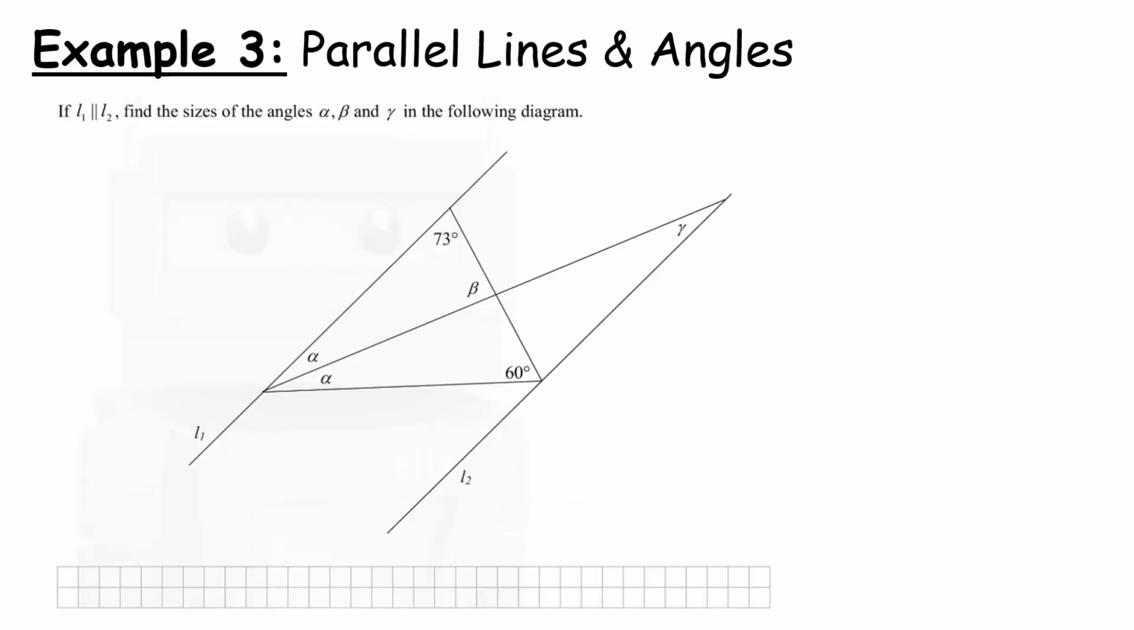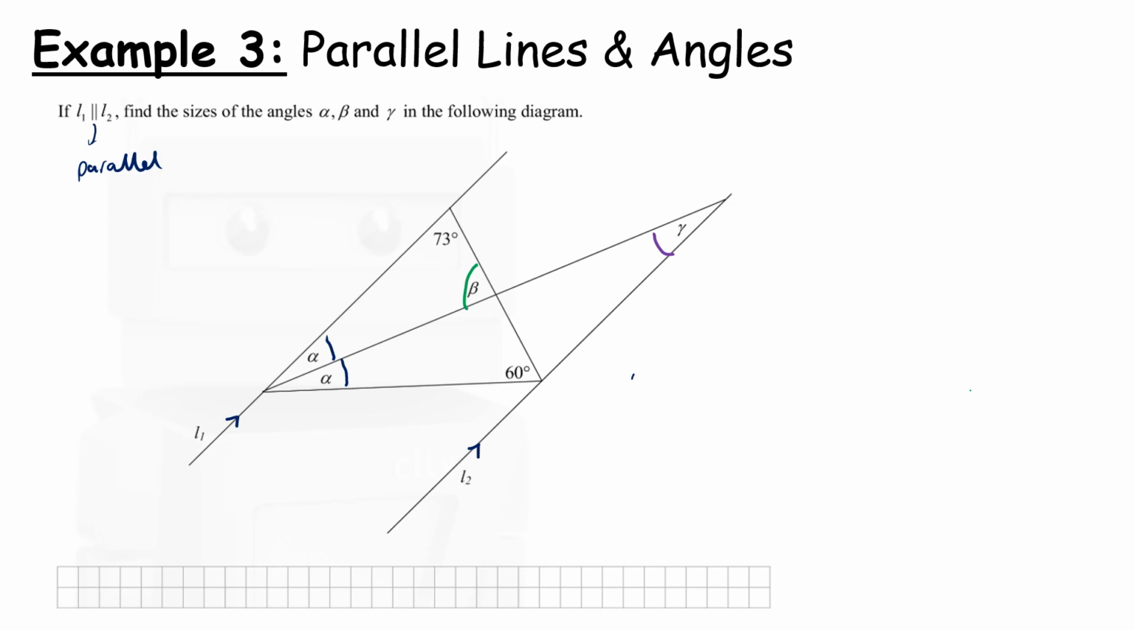If L1 is parallel to L2, so this little symbol here means parallel. So it just saves them giving us the arrows on the picture. Find the size of the angles alpha, beta and gamma in the following diagram. Now notice that the alpha appears twice, and what that means is they're both the same size. We then have our beta here and we have our gamma up here.